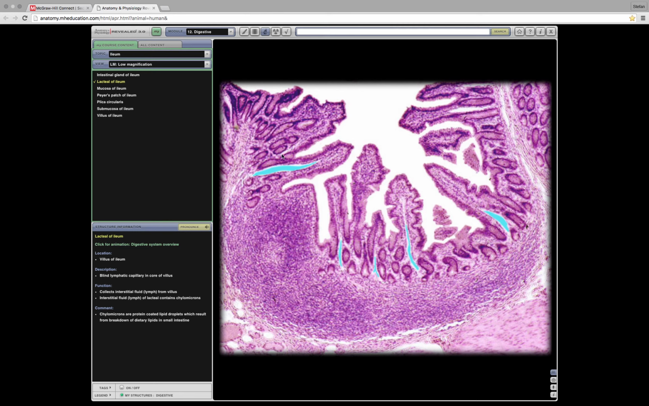Lacteals. So lacteals, these are the villi of your small intestine, and the lymphatic capillary that goes into the center of a villi, actually, it's called a lacteal. There is a model of it in the AP2 lab room where the lacteal is green, and basically the function of the lacteal is to process the fat that you eat, and it's a lymphatic capillary.